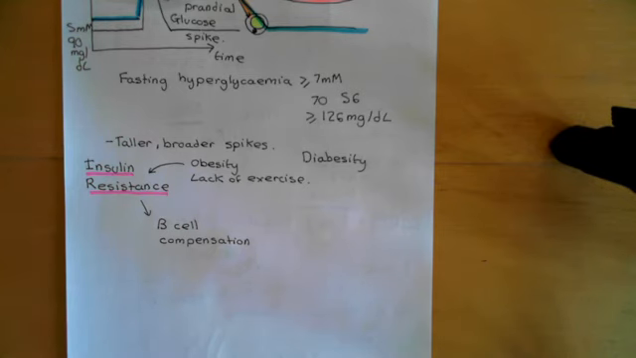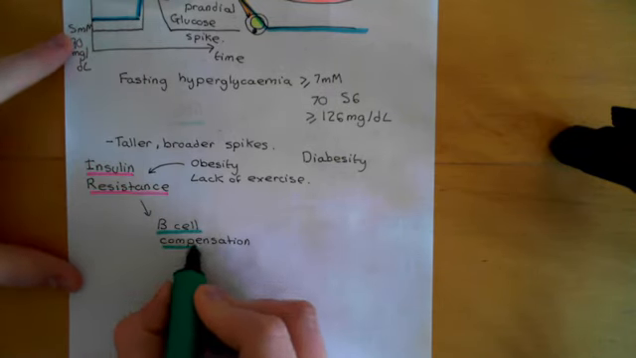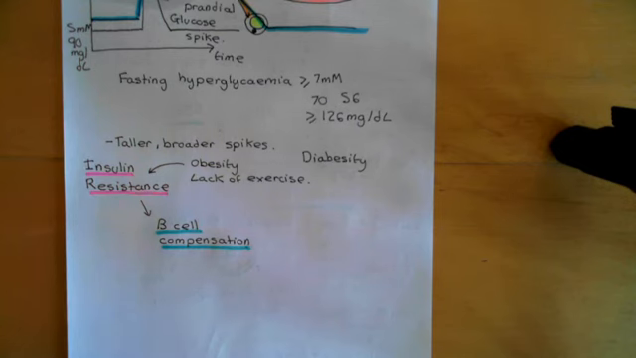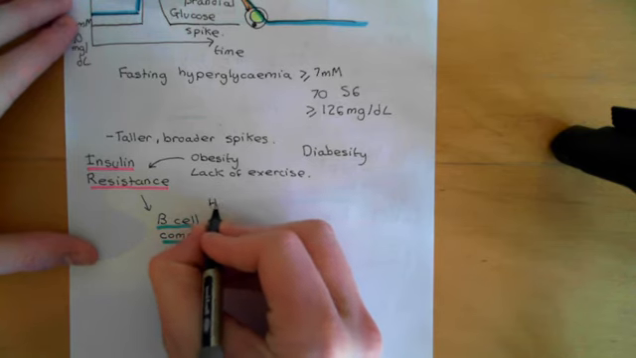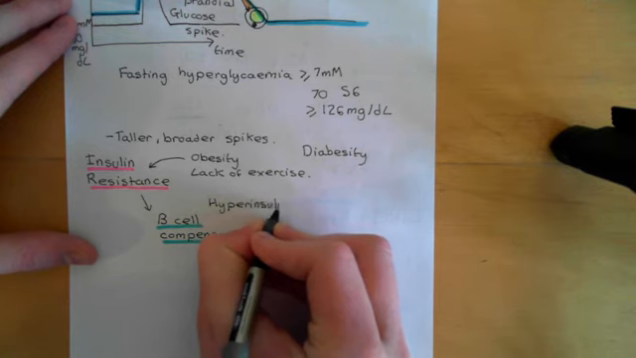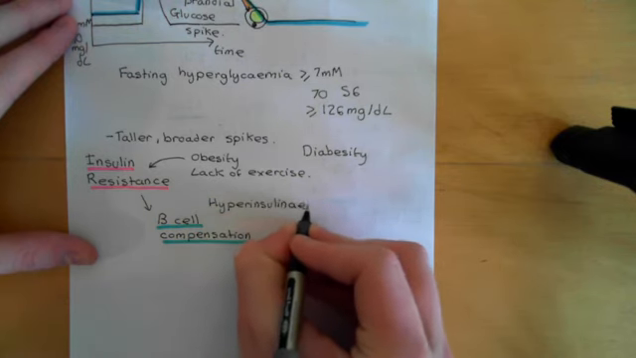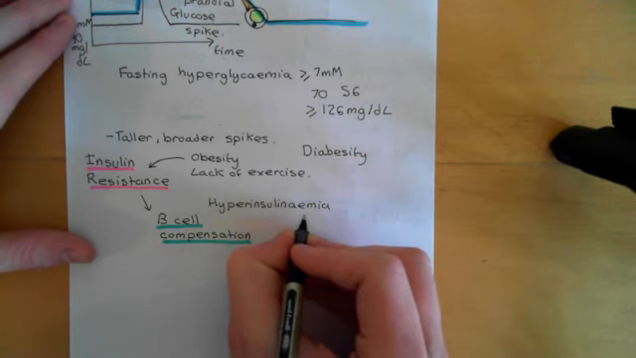So initially, when you start developing the insulin resistance, it doesn't cause a problem because the beta cells compensate and they just produce more insulin. So initially you don't get hyperglycemia, you don't get broader or taller postprandial glucose spikes. Instead what you get is hyperinsulinemia. Your insulin levels within the blood go up, both in the fasting state and in the postprandial state.